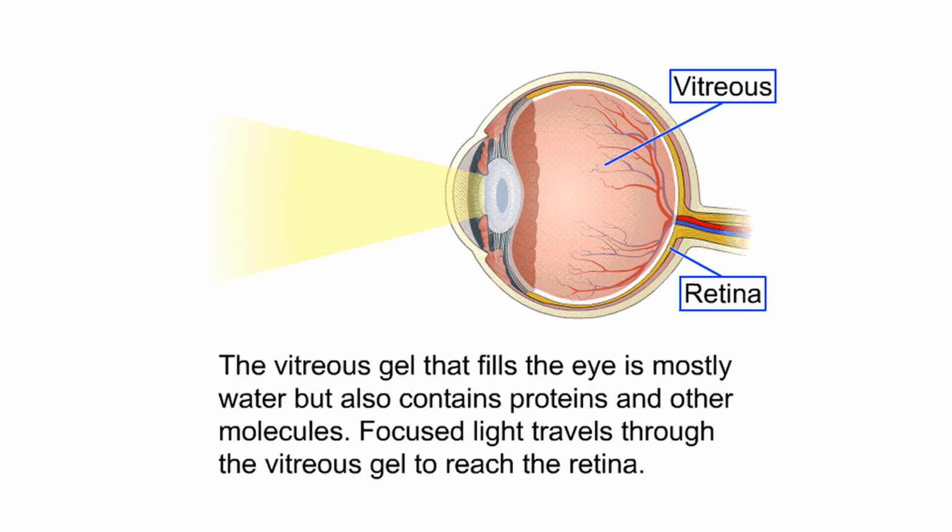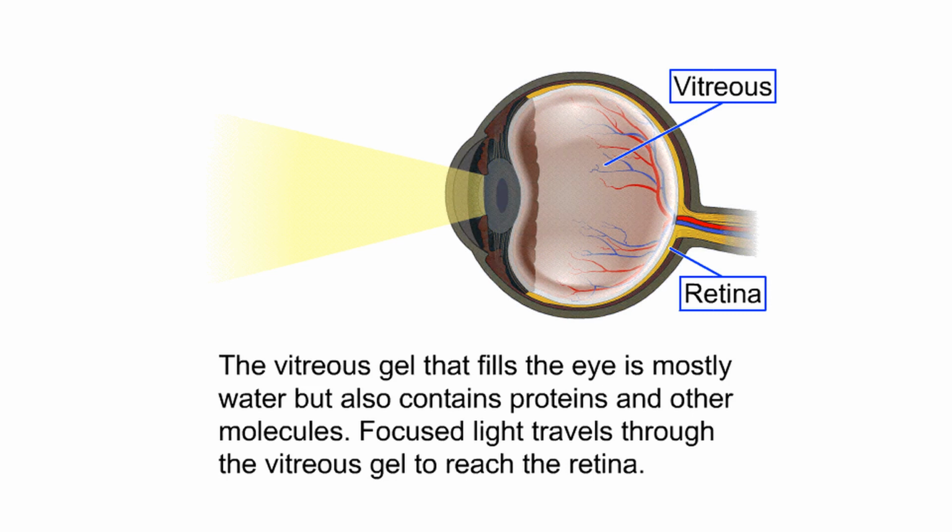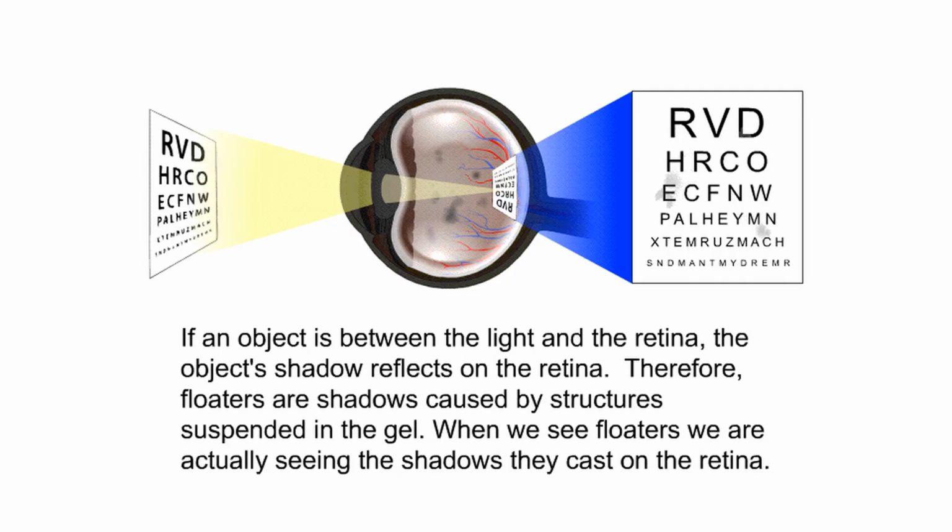Causes. The vitreous gel that fills the eye is mostly water, but also contains proteins and other molecules. Focused light travels through the vitreous gel to reach the retina. If an object is between the light and the retina, the object's shadow reflects on the retina. Therefore, floaters are shadows caused by structures suspended in the gel. When we see floaters, we are actually seeing the shadows they cast on the retina.